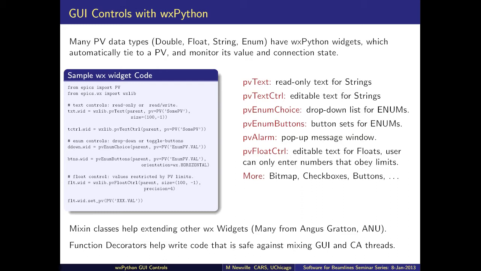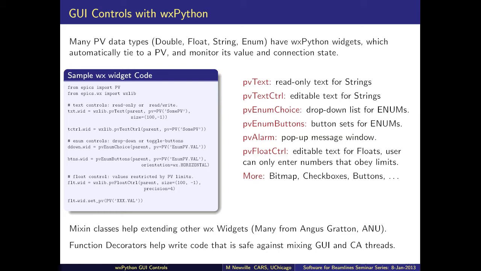And there's a text control, which is for the box that you type a string into, and there's enum choices for either drop-down lists or sets of buttons. There's a pop-up message, and there are float controls that are editable and use the numerical limits for a PV, so that the numbers that you enter can only be valid numbers that obey those limits. And there's several more GUI widgets extended for EPICS PVs. Most of these were done by Angus Gratton from Australian National University.